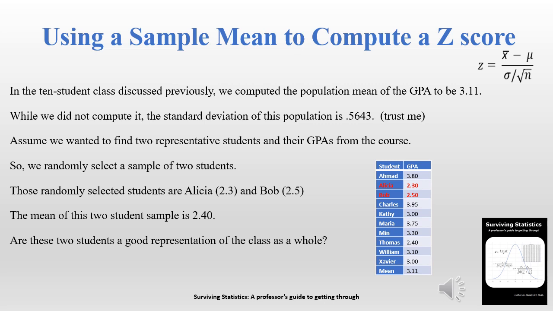So in this case, we use Alicia and Bob. We selected them at random. We have 2.3 for Alicia and 2.5 GPA for Bob. The sample mean of these 2 students is 2.4. So do these 2 students accurately represent the class as a whole? Well, we'll find out using z-scores.